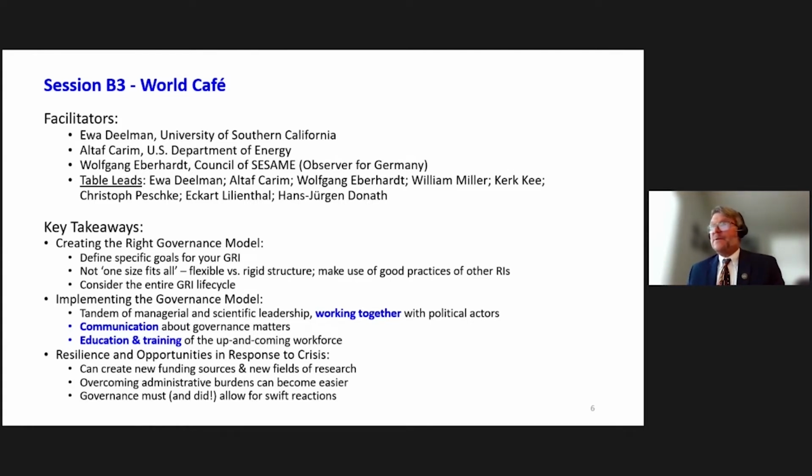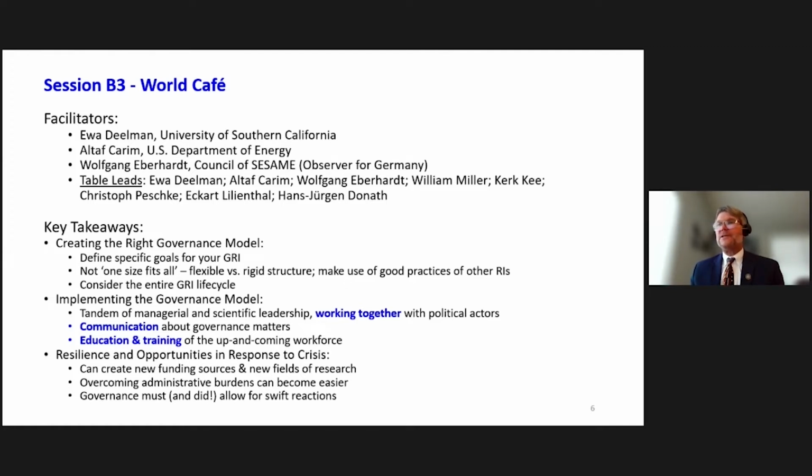So I think in implementing the governance model, I highlighted some keywords, again, all related to the human element: working together, communication, training and education for the upcoming workforce, as theme A focused on as well. So there are opportunities in crisis, and governance can play a huge part in resilience, and obviously response to crisis can lead to new funding opportunities and potentially new fields of research.